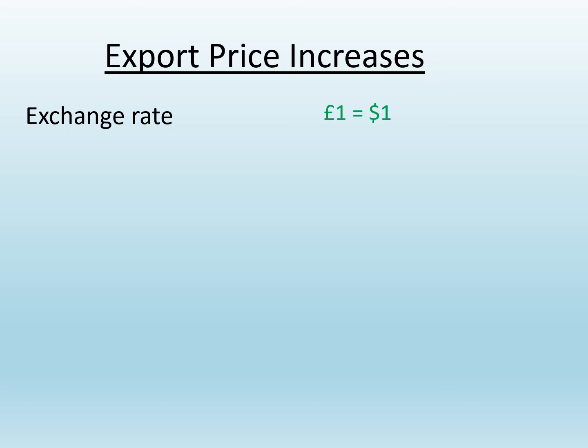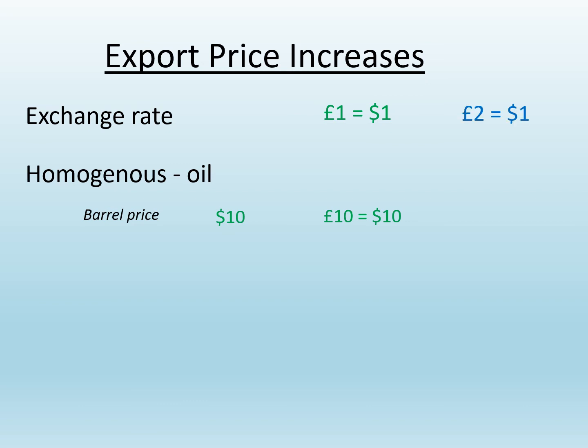exchange rate of £1 to $1. And we start with oil as a homogeneous export, and the barrel price of oil is $10. At the exchange rate of £1 to $1, and Britain is an oil exporter, obviously the price of oil, which is $10, is £10. If the pound were to depreciate to £2 to the dollar, then the price of oil in pounds goes up to £20.